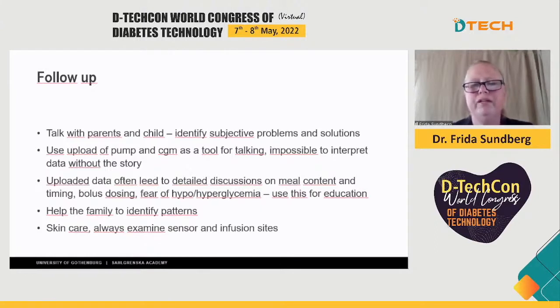So if you are a beginner in treating toddlers with a pump, just take a practical example from upload of data from a day and talk about that day. What did actually happen? What did they do? What were the problems? And be aware that you see the data aggregated and as a history, but the family perceives them as an ongoing, more or less, chaos. And the uploaded data often lead to very detailed discussions on meal content and timing, bolus dosing, fear of hypo and hyperglycemia, and use this for education and go deep in the details.